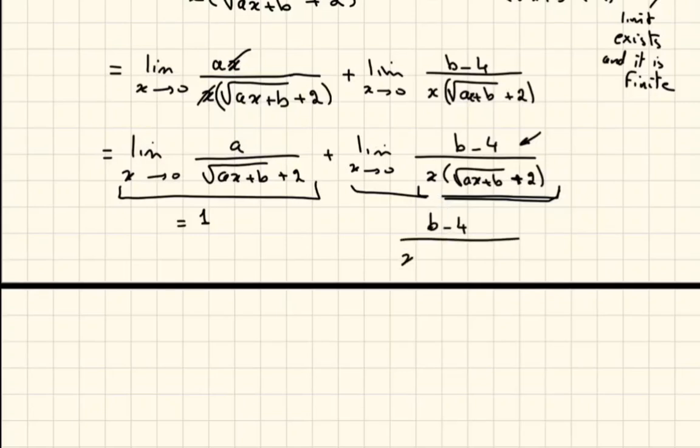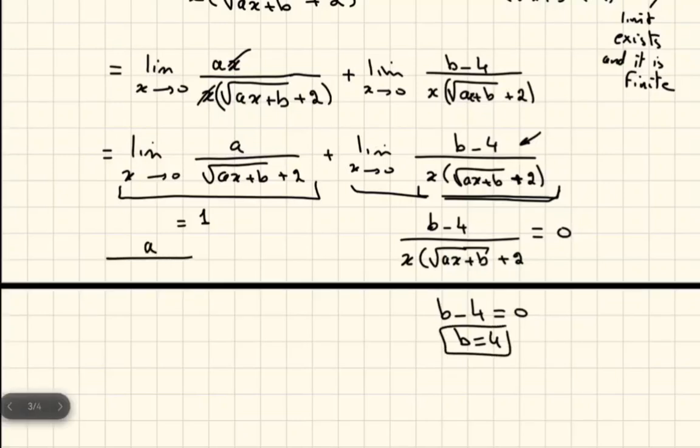So when I say all of this is equal to 0, now we don't do cross multiplication, just fraction equal to 0, it means the numerator is 0. So b minus 4 equals 0, it means b equals 4. So I found b.